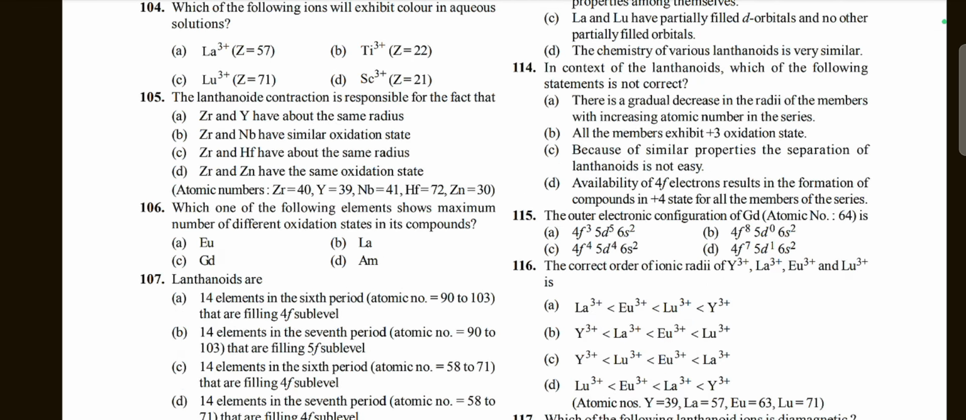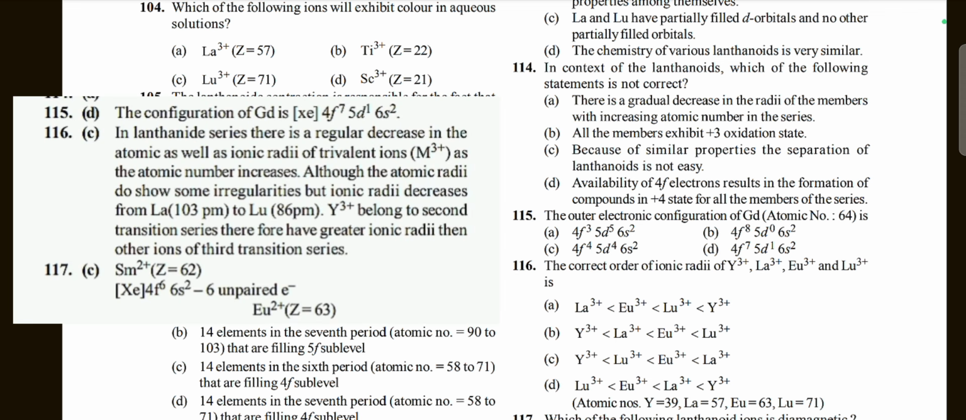In the context of lanthanoids, which of the following statements is not correct? Option D, availability of 4f electrons results in the formation of compounds in plus 4 state for all members of the series. So option D is incorrect. The outer electronic configuration of Gd, atomic number 64, is xenon 4f7 5d1 6s2, which is option D.